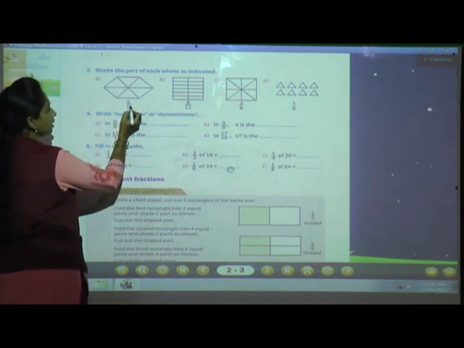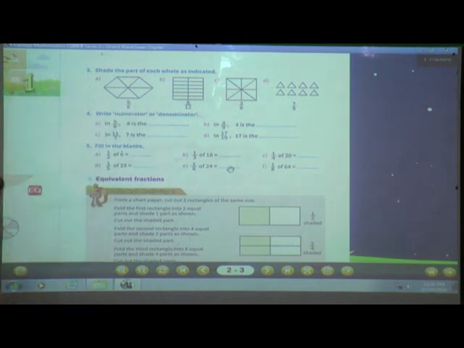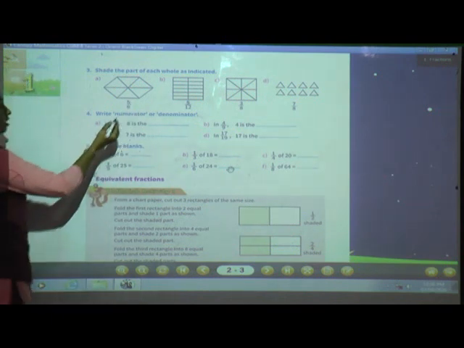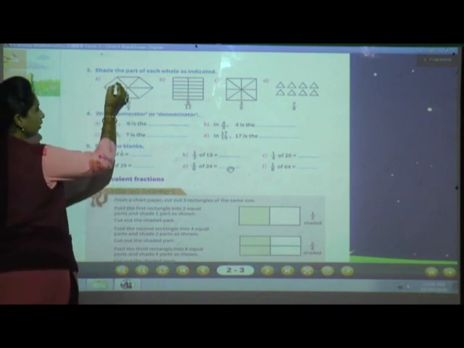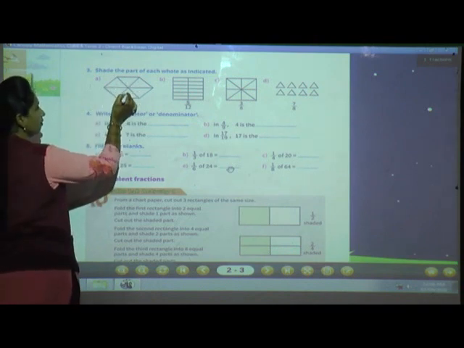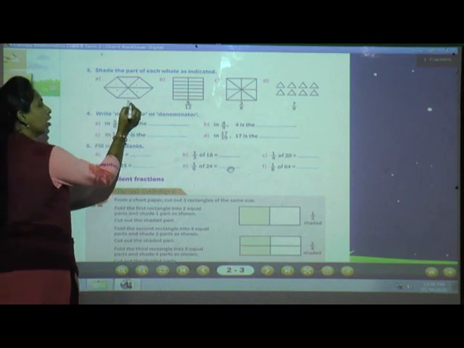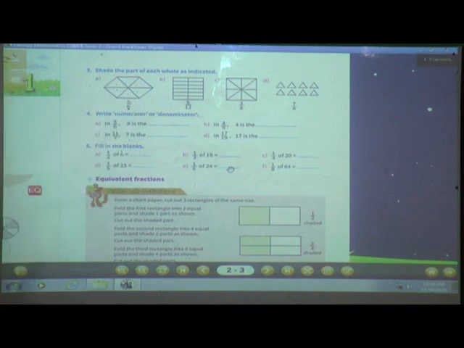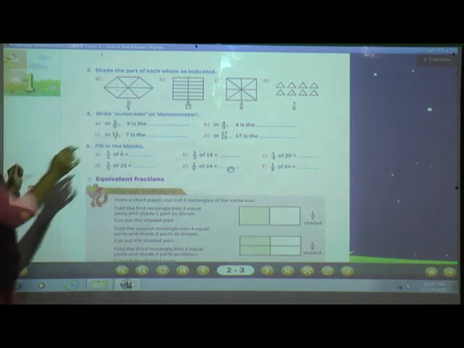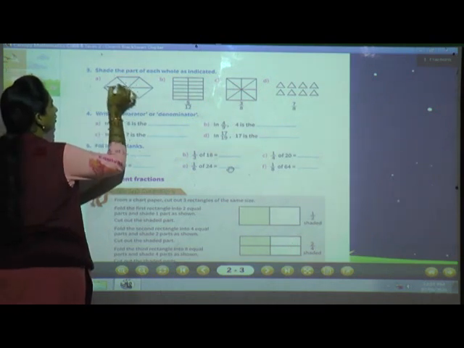Okay. 5 divided by 6. Total whole how many parts are there? 6. Shall we check? 1, 2, 3, 4, 5, 6. Out of that how many we need to color, students? 5. Isn't it? Now you can color 5.